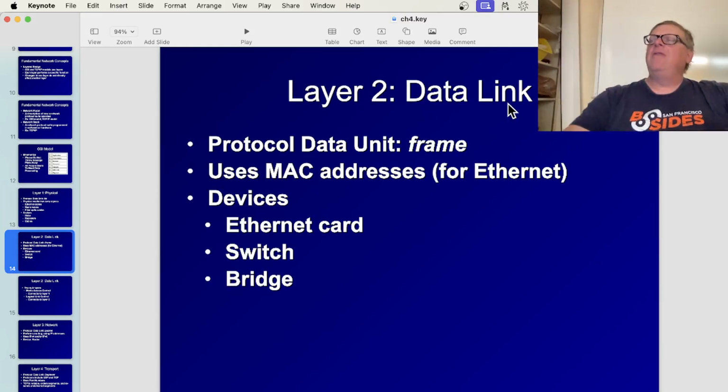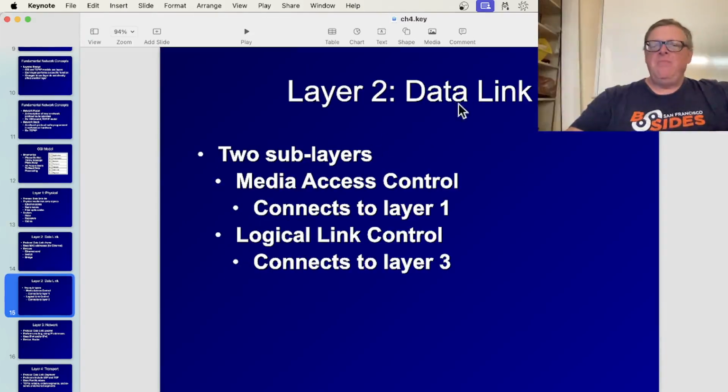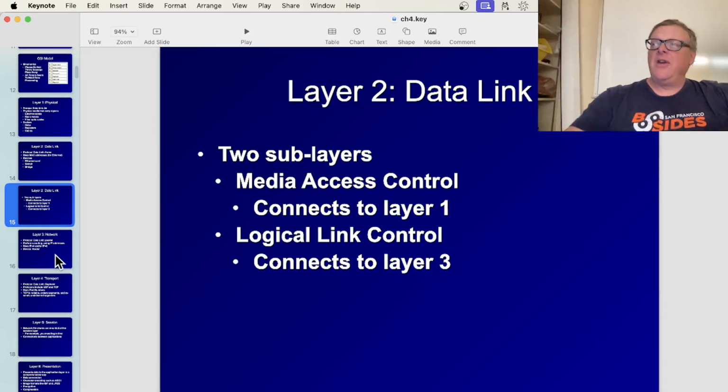Then at the data link layer, you have your first layer of addressing. Now you have MAC addresses, which uniquely identify the devices on your local area network. And now your Ethernet card can tell if data is intended for your machine or not. Unless you put it in promiscuous mode, it will only accept frames that come in with your MAC address. And you have switches and bridges, which maintain internal tables so they know which MAC addresses are out which ports. They will only send the data out the correct port to reach the device you're talking to. In principle, there are two sublayers within layer 2: media access control, connecting to layer 1, and logical link control, connecting to layer 3.